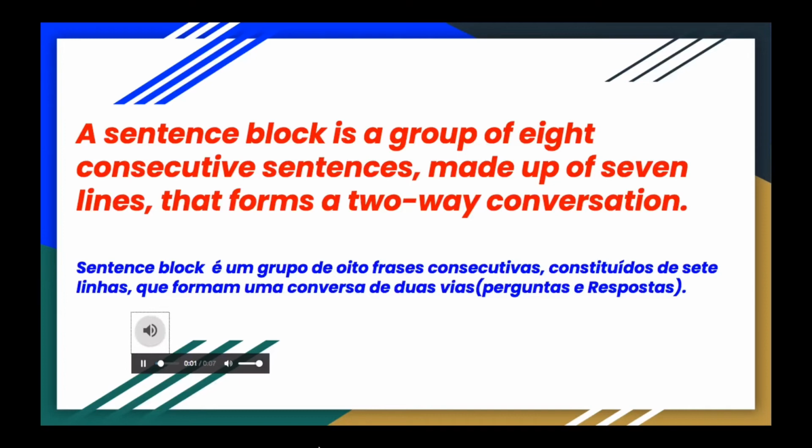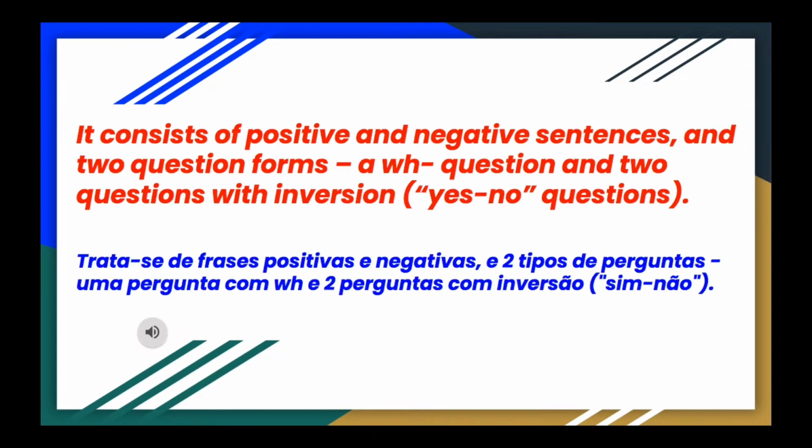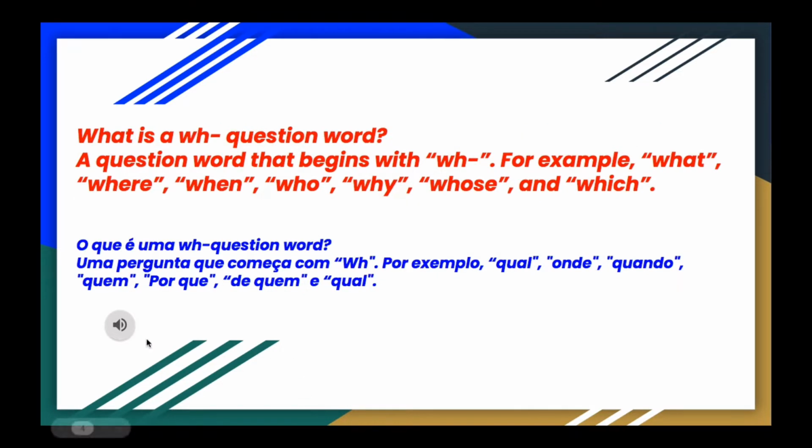A sentence block is a group of 8 consecutive sentences made up of 7 lines that forms a two-way conversation. It consists of positive and negative sentences and 2 question forms, a WH question and 2 questions with inversions, yes or no questions.